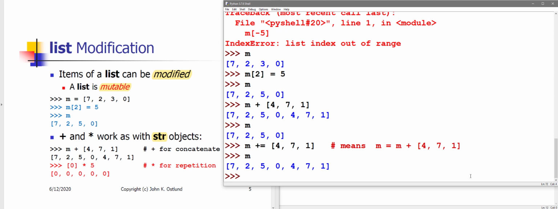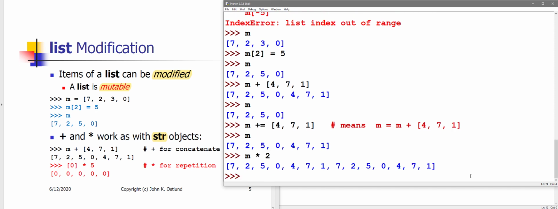Repetition also works for lists. If I were to say M times 2, that would give me a list that repeats M twice. Now M itself is not being changed here.